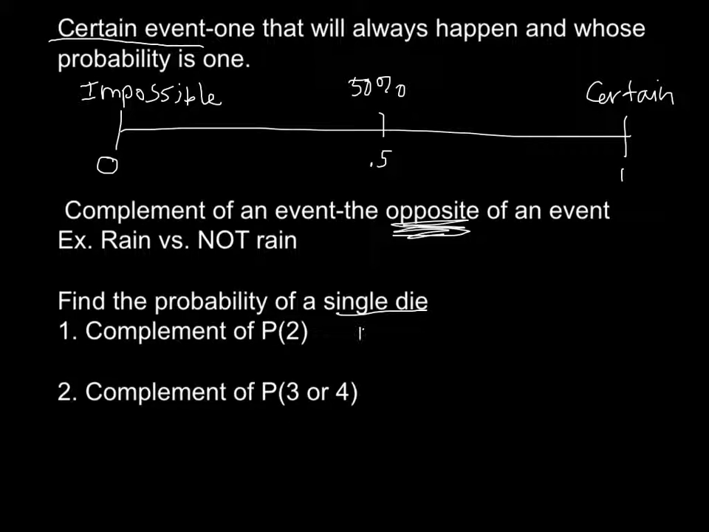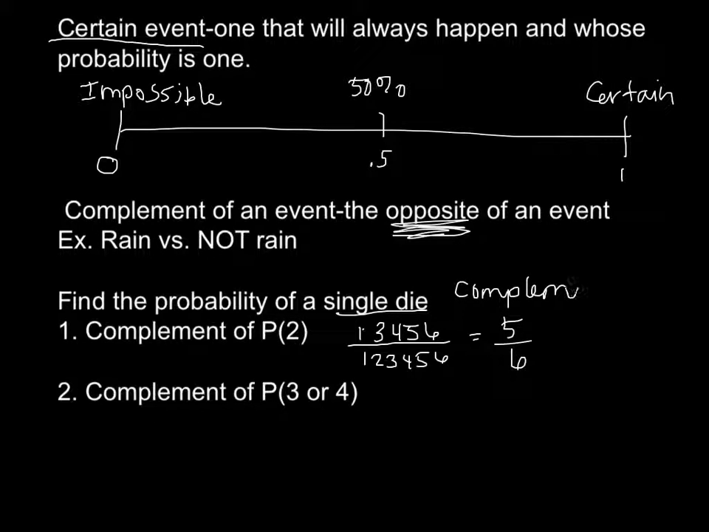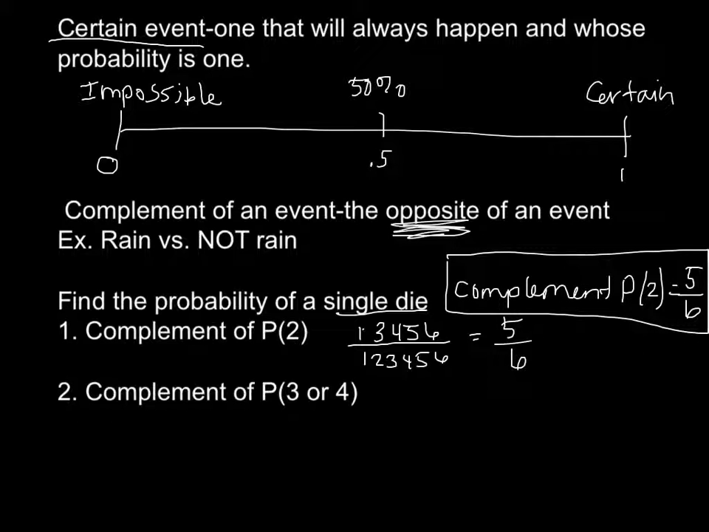So again, it would be 1, 3, 4, 5, and 6 over 1, 2, 3, 4, 5, and 6. How many numbers do I have on the top? I have 5 numbers on the top. How many numbers do I have on the bottom? I have 6. So the complement, how we're going to write this is complement, capital P of 2 equals 5 over 6. The complement means what if I don't roll a 2? What's the odds of me not rolling a 2?